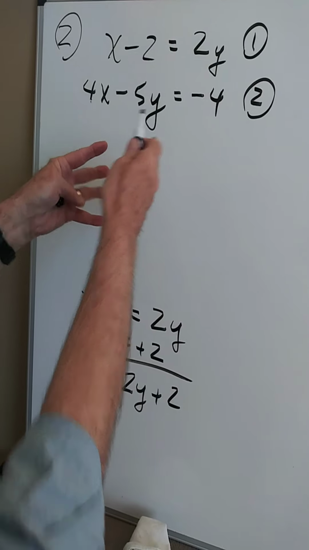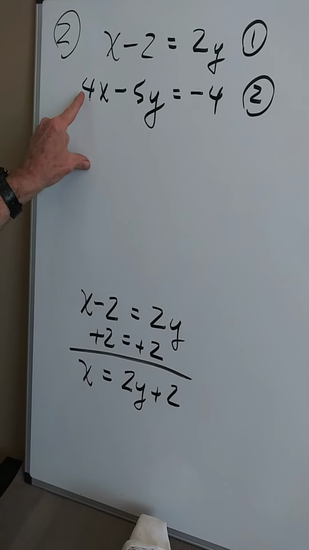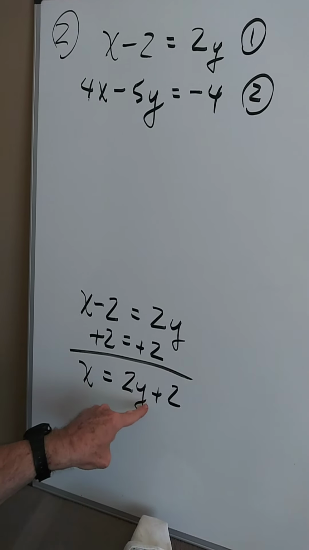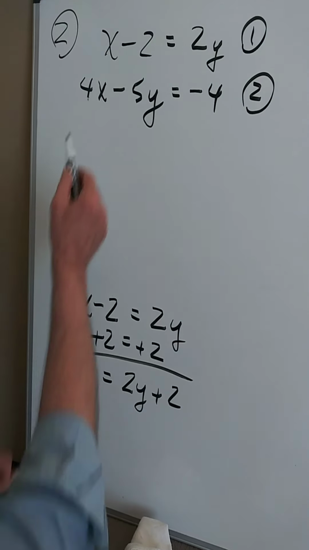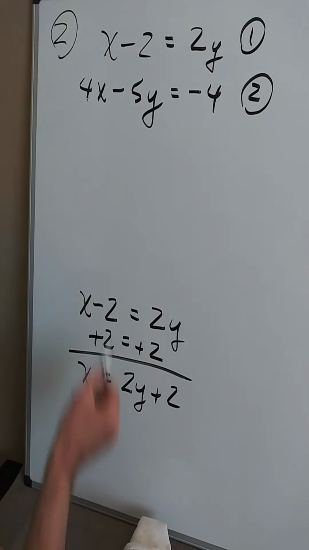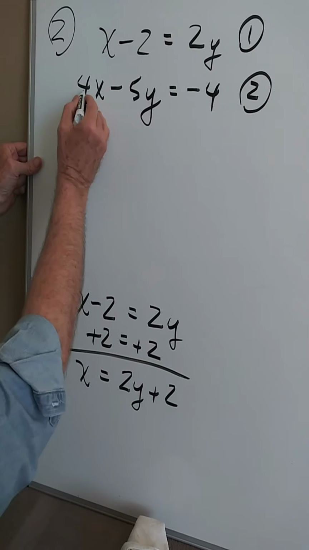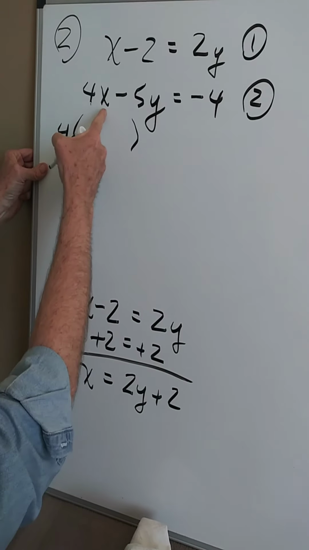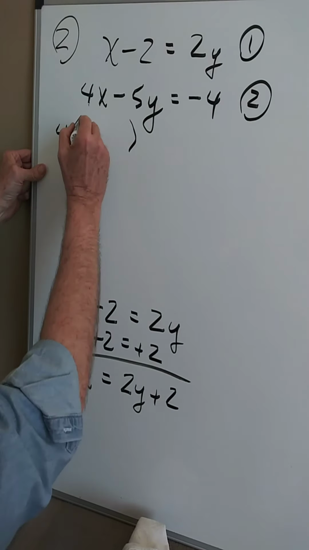Why the room? Because we're going to now substitute into this second equation. x is equal to 2y plus 2. In place of x here, we're going to put 2y plus 2. Sit down. Make a house. In place of x, 2y plus 2.